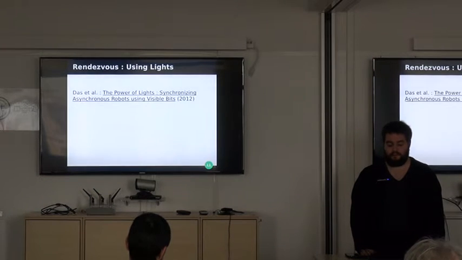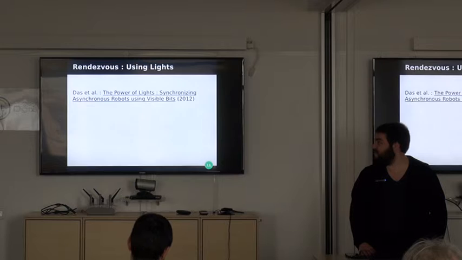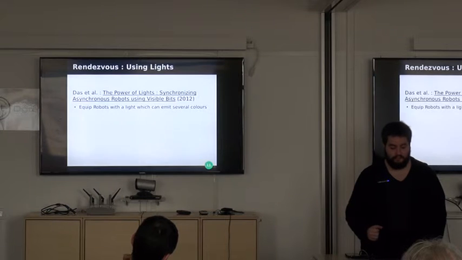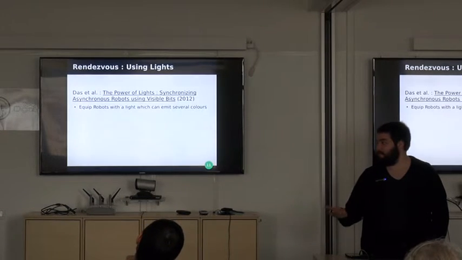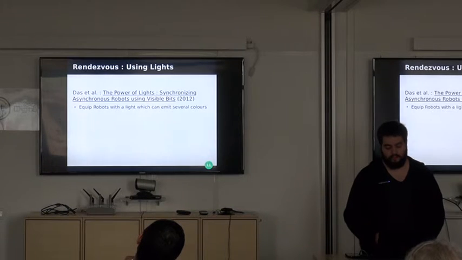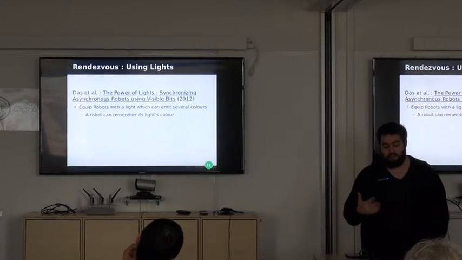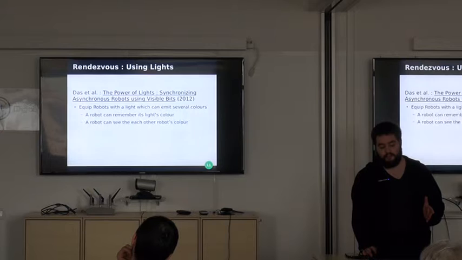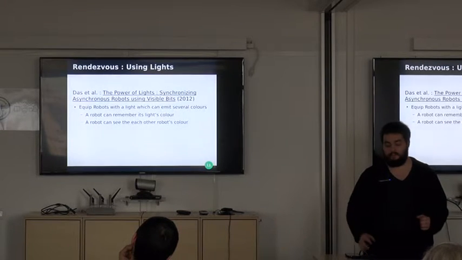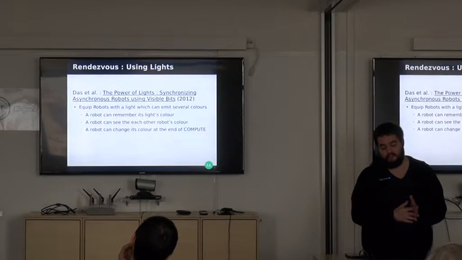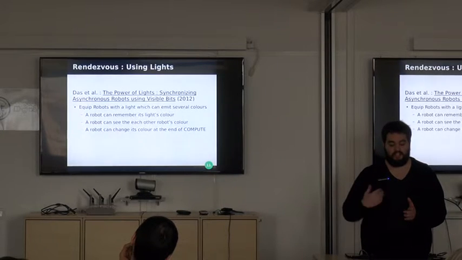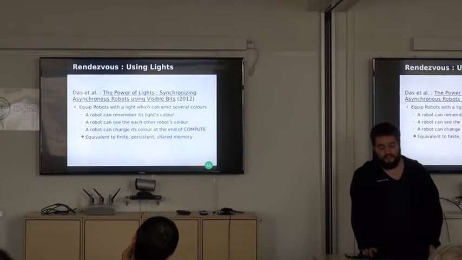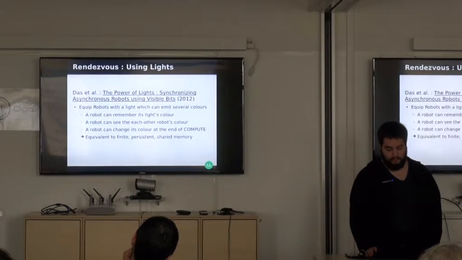One of the most powerful ones was introduced in 2012, which is the lights. So essentially the idea behind lights is that each robot gets a small light bulb on top of its head, and this light bulb can emit a color among several previously defined colors. It can remember its own color, so it knows which color it is currently broadcasting. And during its snapshot, it knows what is the color of the other robots. And at the end of its compute phase, when it has computed its destination, it changes its own color, if it has to change it.